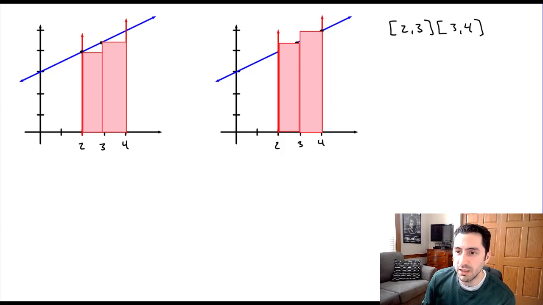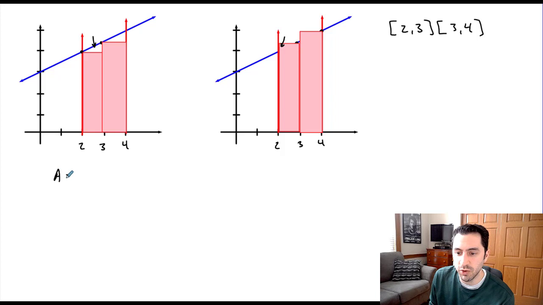Now, same idea as the last one. When we use these leftmost points, we do have an underestimation, so we have some area that's missing. And when we use the rightmost points, we have some extra area, so this is an overestimation. Now let's take a look to see what our area ends up being.